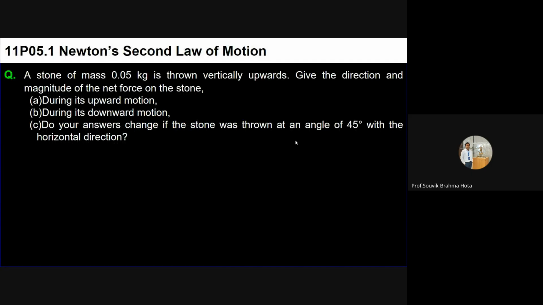Now the challenge. A stone of mass 0.05 kg is thrown vertically upward. Give the direction and magnitude of the net force on the stone during the upward motion and during its downward motion, and does your answer change if the stone was thrown at an angle of 45 degrees with the horizontal direction?